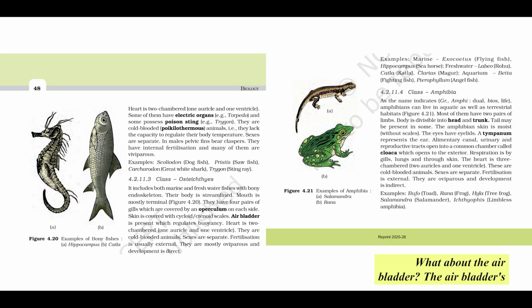What about the air bladder? The air bladder's primary role is providing neutral buoyancy. By precisely regulating the amount of gas, usually oxygen, nitrogen, CO2 extracted from the blood, within the bladder, bony fish can adjust their overall density to match that of the surrounding water.